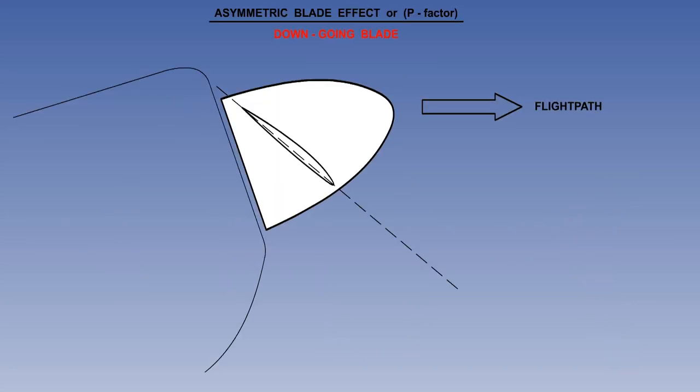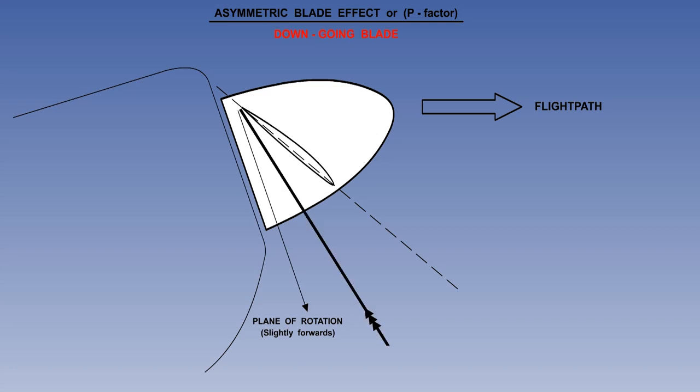At low indicated airspeed, the propeller shaft will be angled upwards from the direction of flight. Because of the upwards inclination of the propeller shaft, the downgoing blade will also be travelling slightly forwards. Consequently, the angle at which the relative airflow approaches the blade will be slightly modified. The downgoing blade has an increased angle of attack and will therefore generate more thrust.